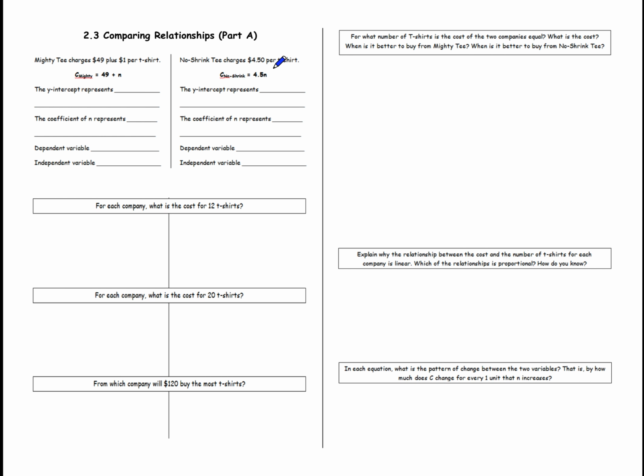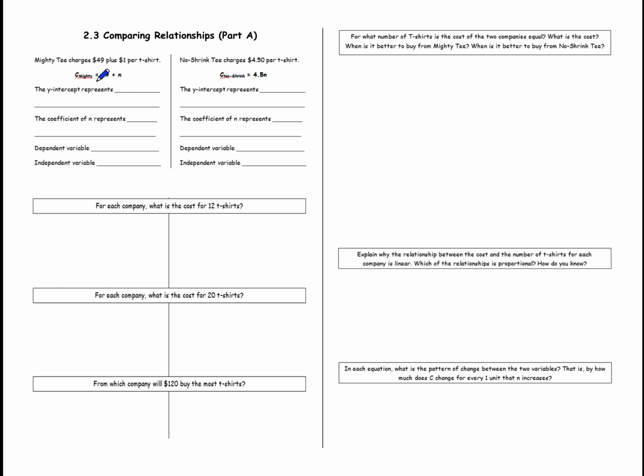Now, if you look over here at the other company, the equation is C, and I just put the names here just to separate them out a little bit. C equals 4.5N, and of course you could put 4.50, but typically when we're multiplying with decimals, we just get rid of that last zero. So this N just means how many you need. It's going to multiply by 4.50 because all shirts are $4.50.